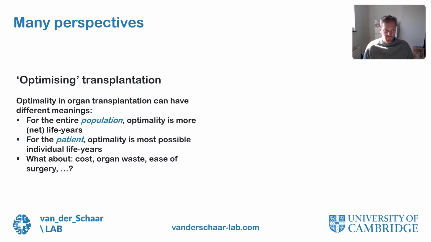So we can take many perspectives to optimality in an organ transplantation setting. First of all, we can take a population's perspective, saying that optimality is more net life years gained throughout the organ transplantation process. We could also take an individual patient's perspective, saying that whenever we receive an organ, we want to maximize our life years individually. There are other perspectives, like what does it cost to transplant an organ? We want to minimize organ waste. We want to maximize the ease of surgery, etc.